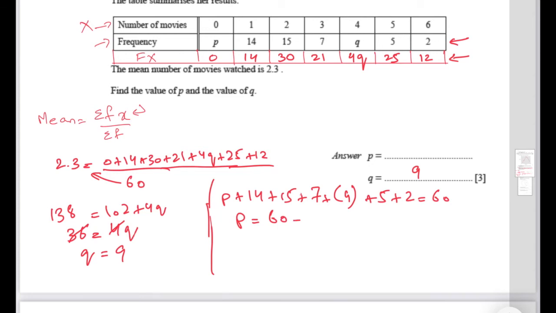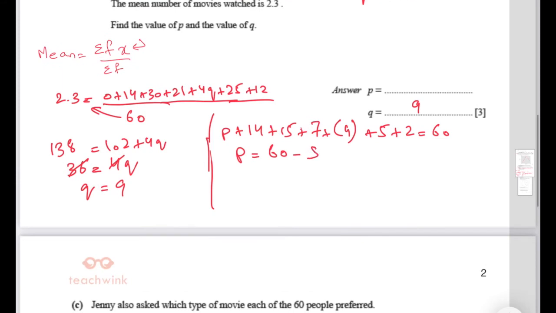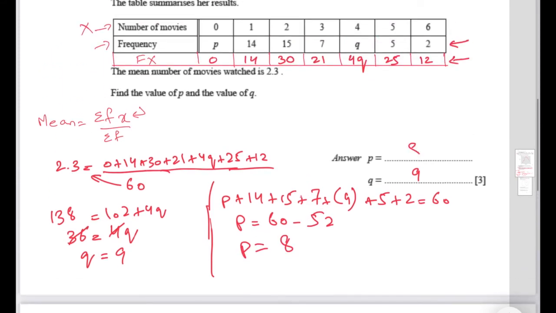14 plus 15 plus 7 plus 9 plus 5 plus 2, the sum comes out to be 52. So you subtract 52 from 60 and P comes out to be 8. This is your answer for P. P is 8. Let's move on.